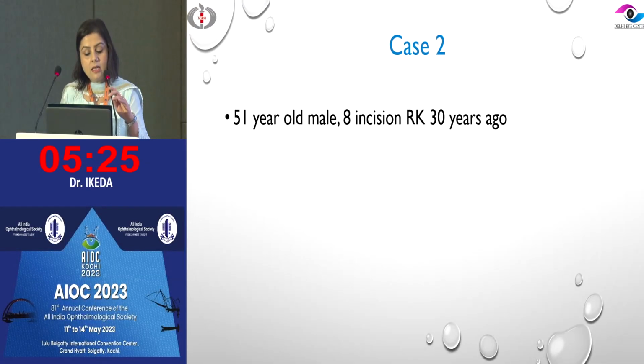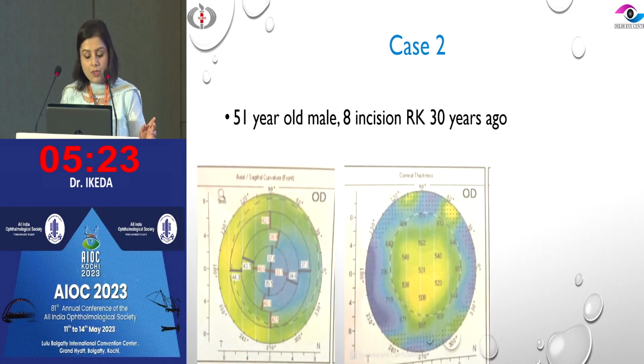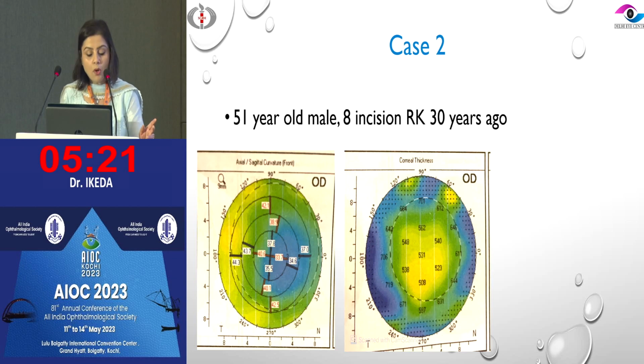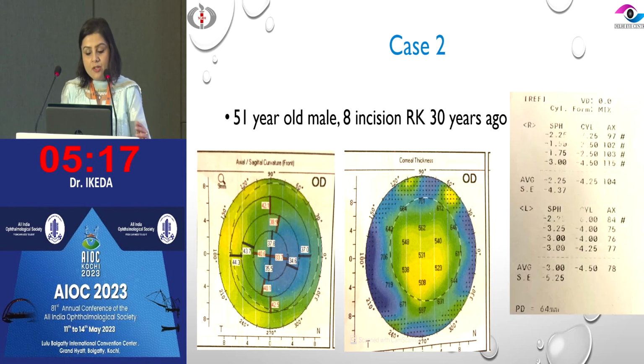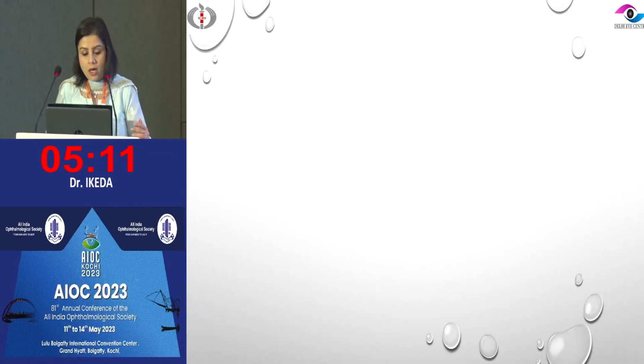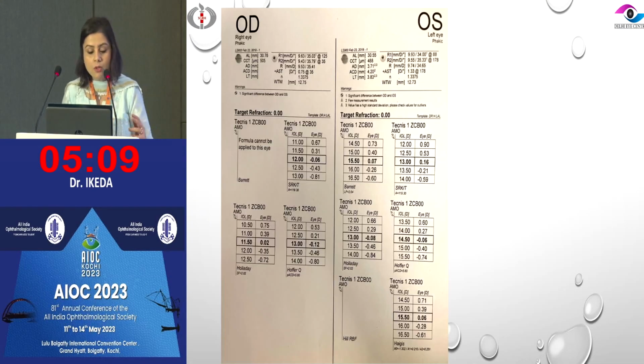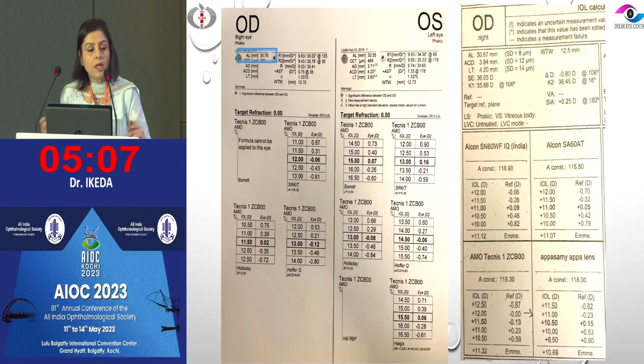Now, a second case has undergone 8-incision RK about 30 years ago, and look at this topography now. It's much flatter than the earlier case. What is interesting for this patient is that he's still myopic, even though he's undergone radial keratotomy. Since he's still myopic, we need to look at the axial length when we are looking at the IOL power calculator. This is the LENSTAR printout as well as the IOL Master, and we see that the axial length is 30.76. That's why the IOL power that we are getting is more myopic.